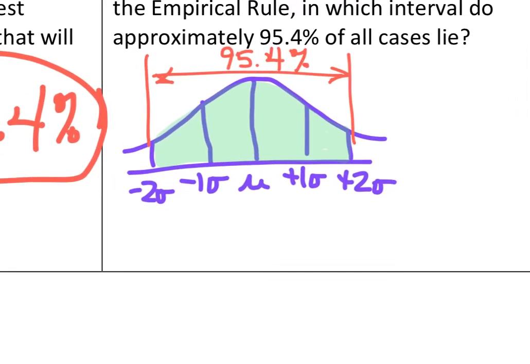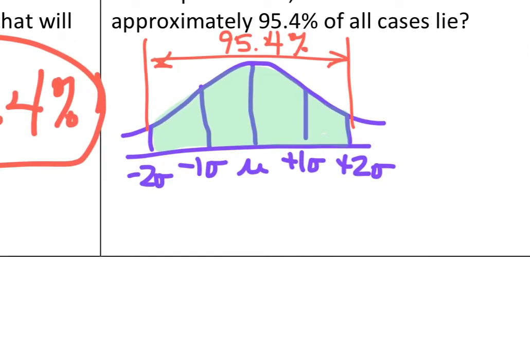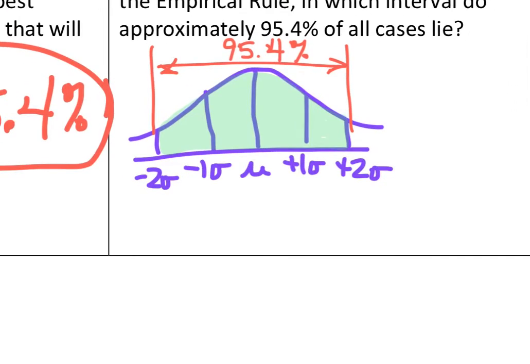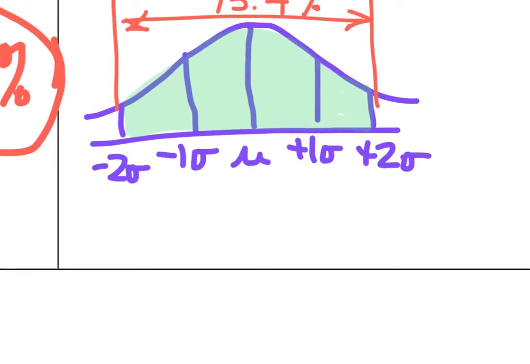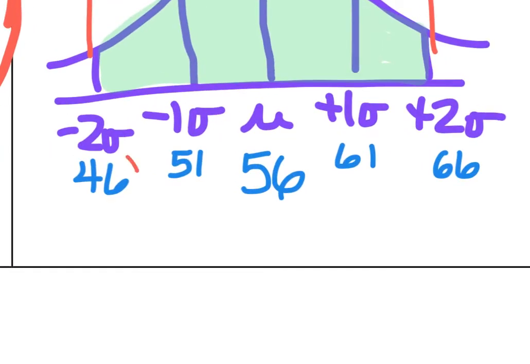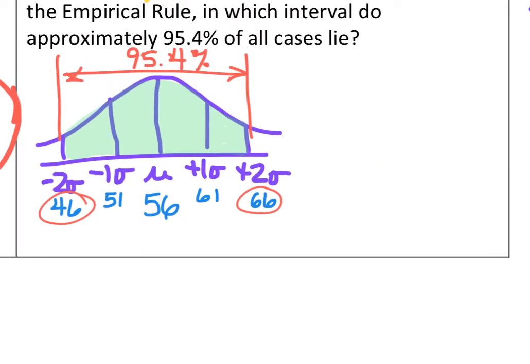And so if it gives me the information that the mean is 56 and that the standard deviation is 5, then this is going to be 61 and 66, and this is going to be 51 and 46. And so my answers then are going to be from 46 to 66.